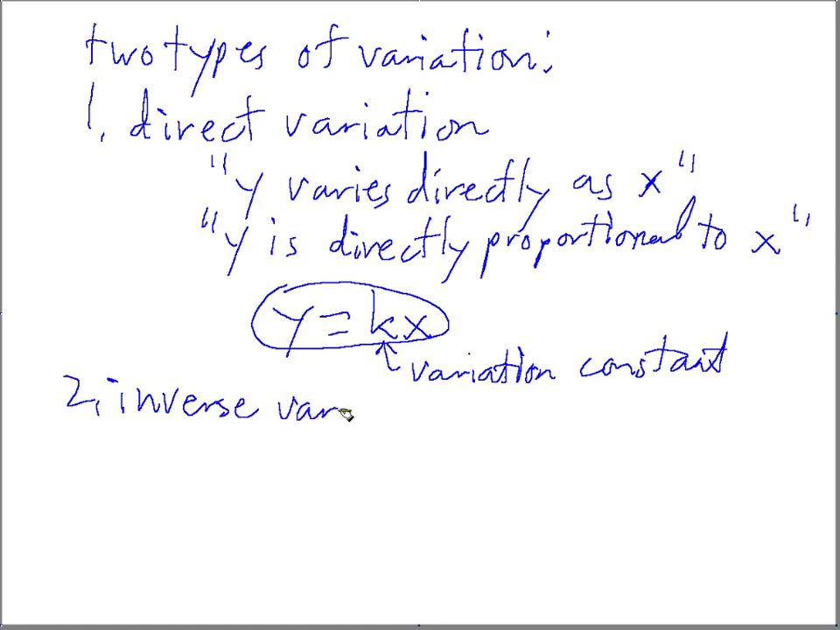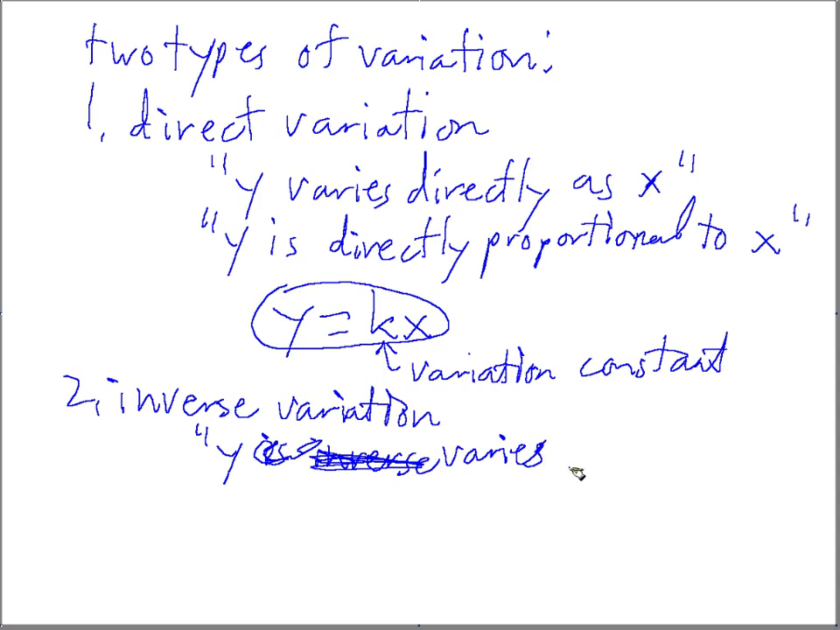Inverse variation, as you might guess, is that the two variables move in opposite directions. You may see phrases like this: y varies inversely. The word inverse has to be in there. We'll look at the other one in a second. Y varies inversely as x.